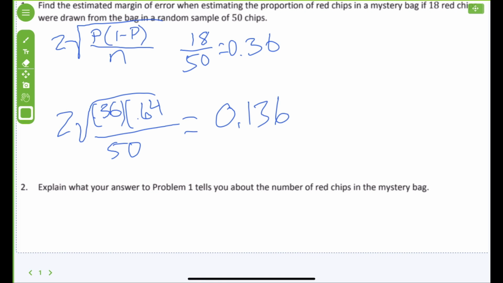Now, how do we find, what does that tell us? Okay, explain what that tells us. Okay, what do you mean by 13? Well, let's call it 14%. Let's round it up to 14%. What do you mean by 14%?